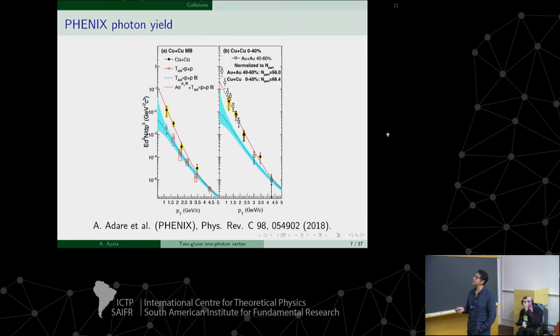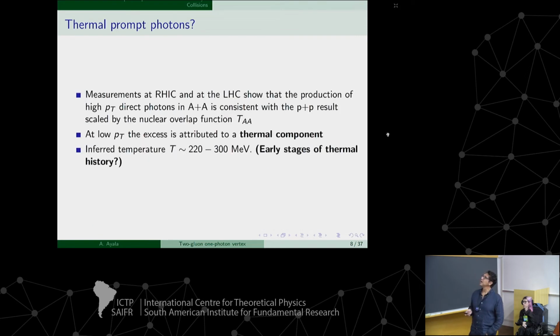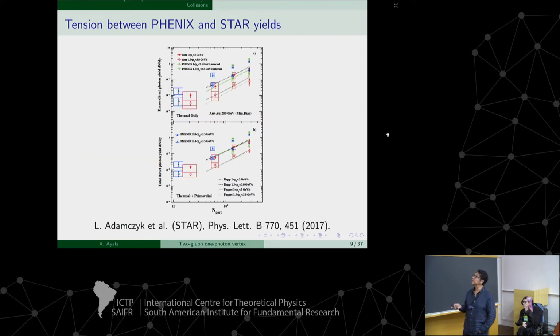So it's actually very tempting. In logarithmic scale, this is a straight line here, so the inverse slope may be attributed to a temperature. In that sense, people think about these photons as providing a measurement of the temperature of the initial stages of the collision. Therefore, the inferred temperature in the early stages is as large as 220 or 300 MeV from RHIC to LHC energies. So is this really a feature of the early thermal history of the collision?